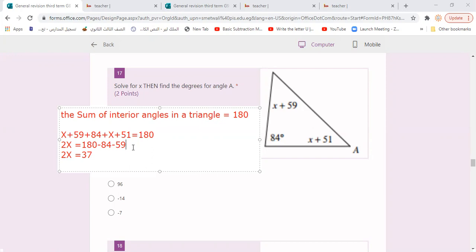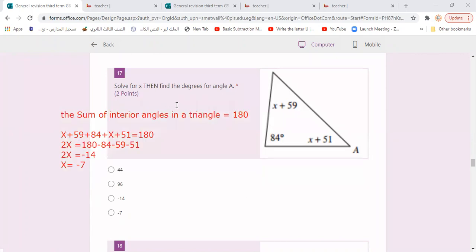And we forgot what? 51. Yes, it's 51. Then simplify and tell me what it will be: 180 minus 84 minus 59 minus 51. It will be equal to negative 14. So we will divide both sides by 2. Then x will be equal to negative 7. So the answer will be negative 7.